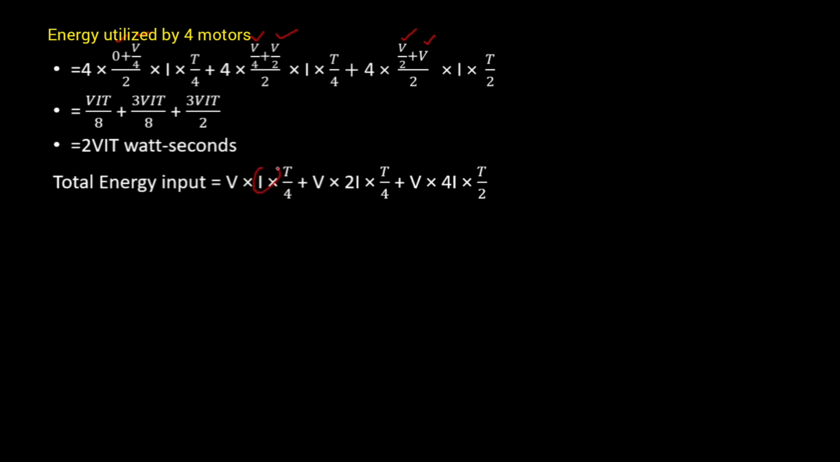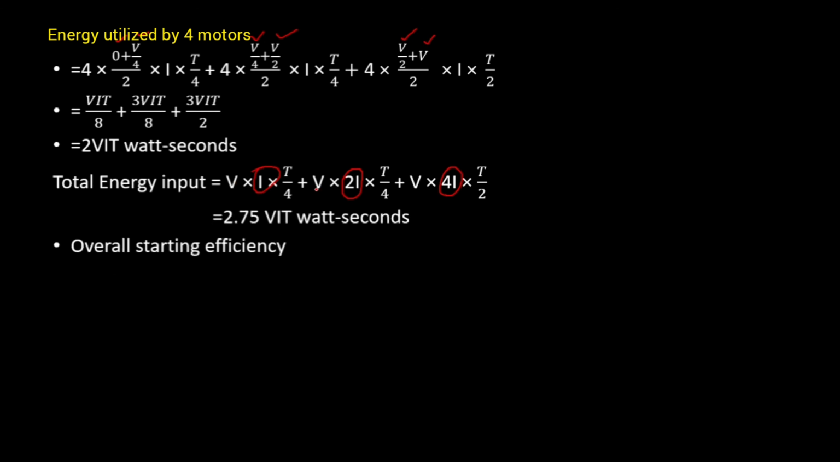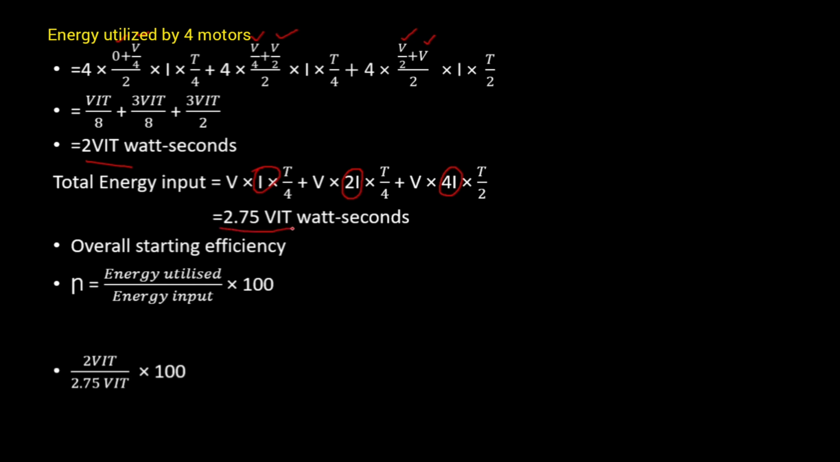Now what is the difference? Initially it was in series, so the current was I. Then the current was twice I. The current got increased. Then finally the current increased to 4I. This is the only difference, and the time instants will be the same as in the energy utilized, and this is the energy input. So what about the efficiency? Overall efficiency is energy utilized upon energy input. So let us substitute both the values. So we get 72.72%. That means the efficiency has now increased.